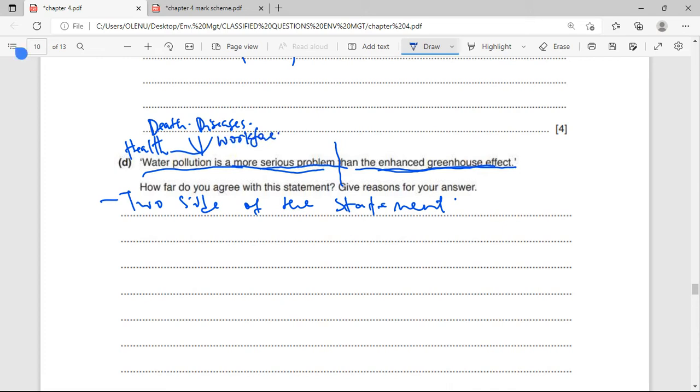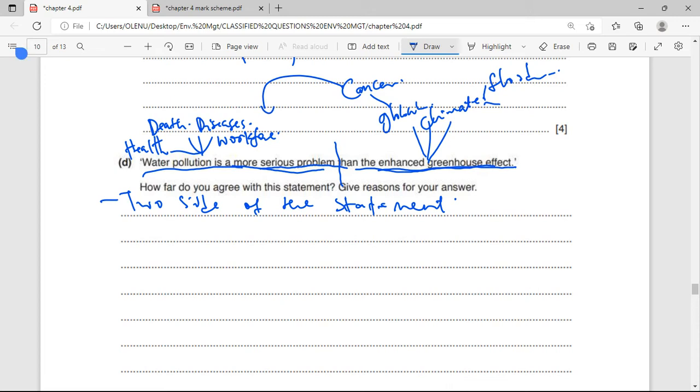Now, if you look at the greenhouse effect, it can also lead to global warming. When you release greenhouse gases into the atmosphere, that can lead to climate change, and climate change can also cause things like flooding. Part of global warming is increasing global temperature, and that can lead to things like cancer. So it also affects health and the rest.